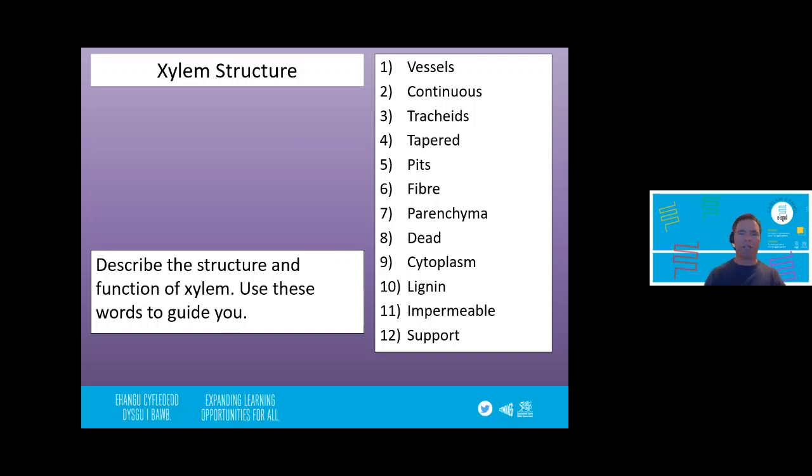So it's always a good activity to take the keywords from a particular topic and then try and explain what's going on, in this case with the structure and function of xylem, just using those words, okay, as waypoints, as guides.